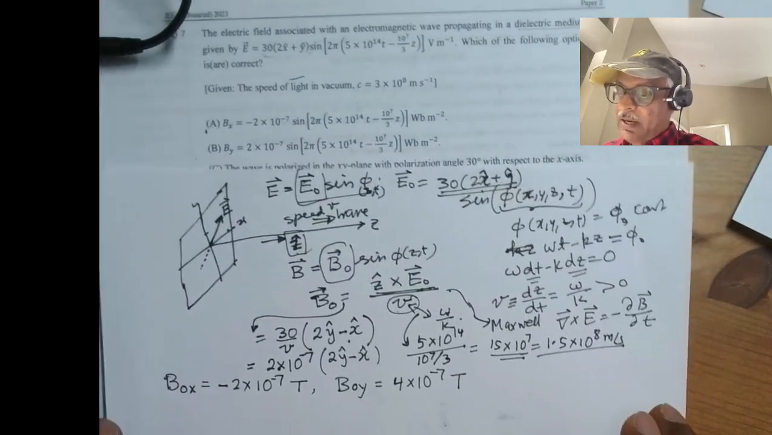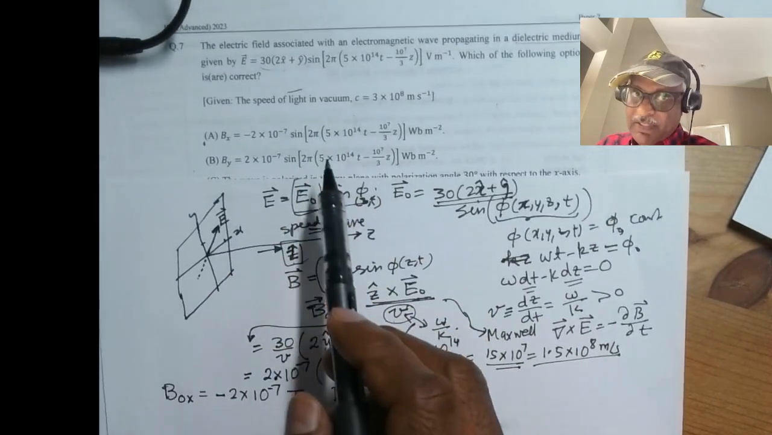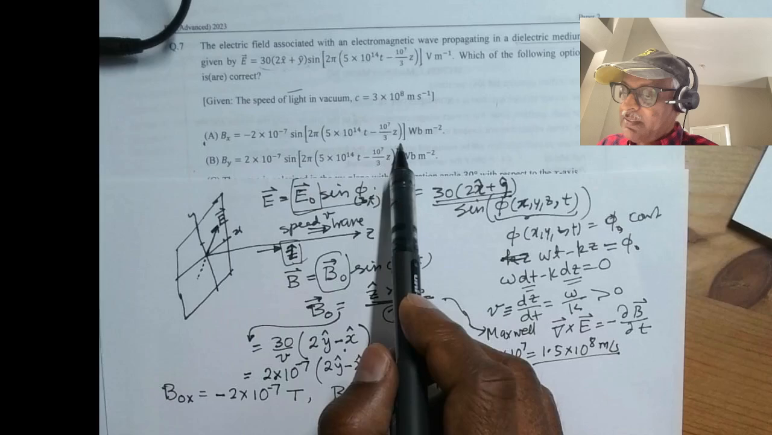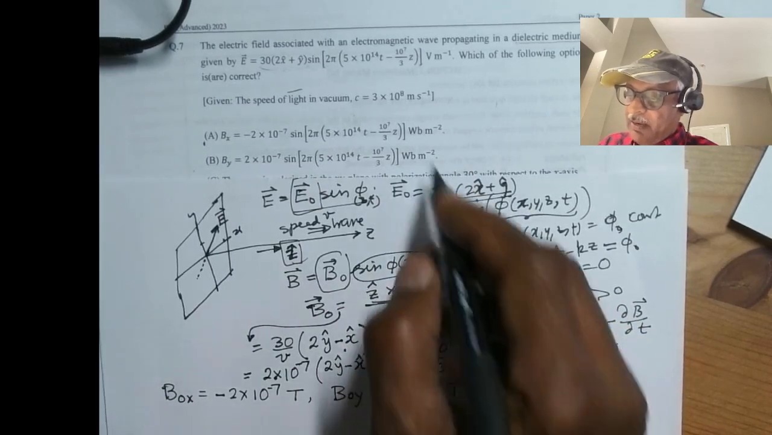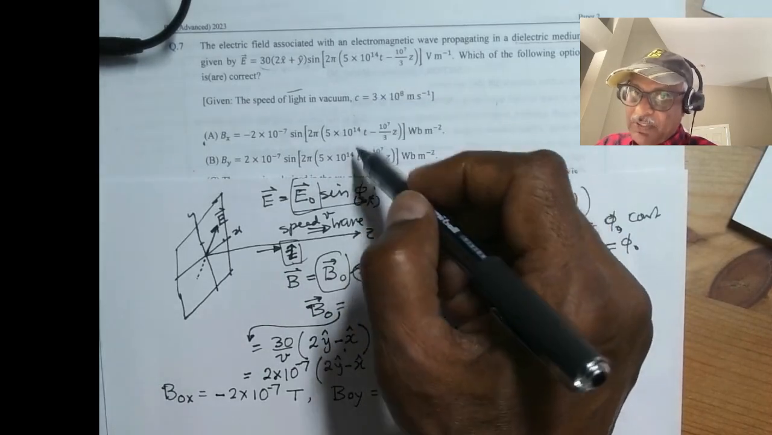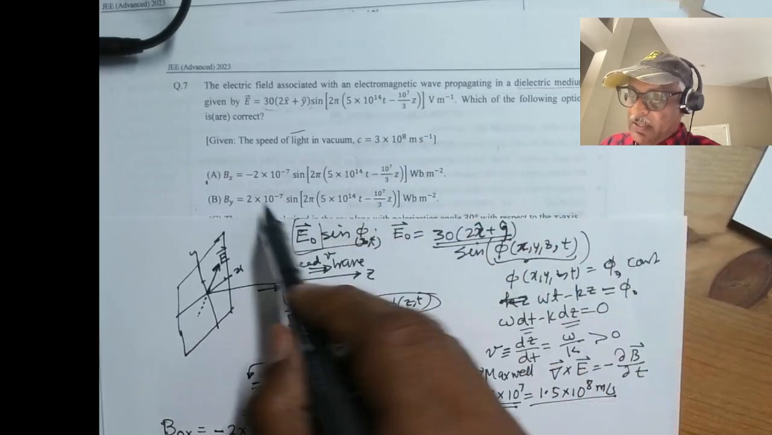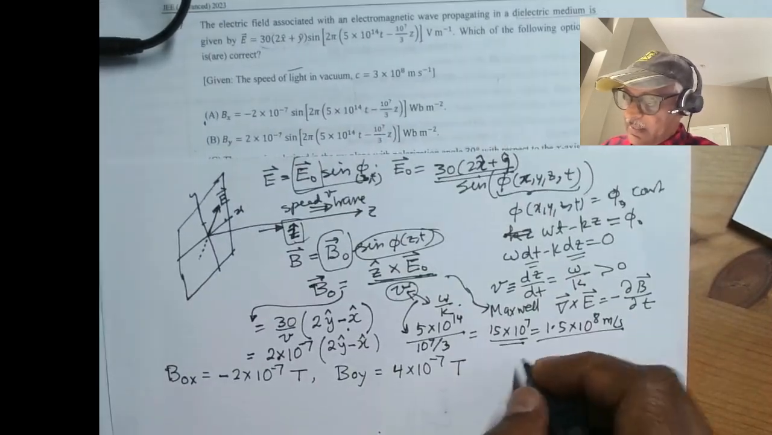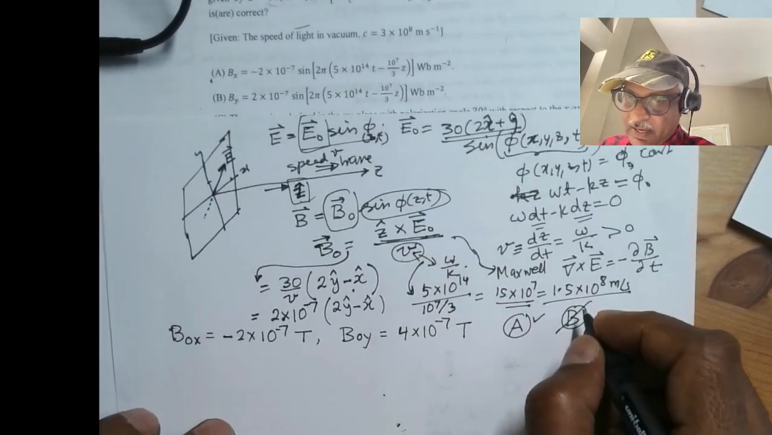So let's see, definitely A is correct, because this is the same as that, so the phase part we don't need to check at all. So I get A is correct and B is not correct.